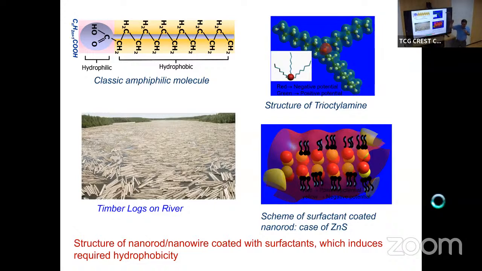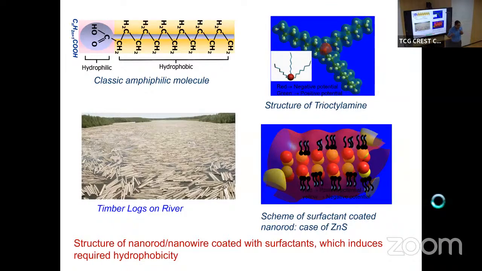So once you spread them at the water interface, the hydrophilic group will be interacting with the water, whereas the hydrophobic group will be staying apart from the water there. As a result of that, you can form a nice monolayer of the amphiphilic molecules.